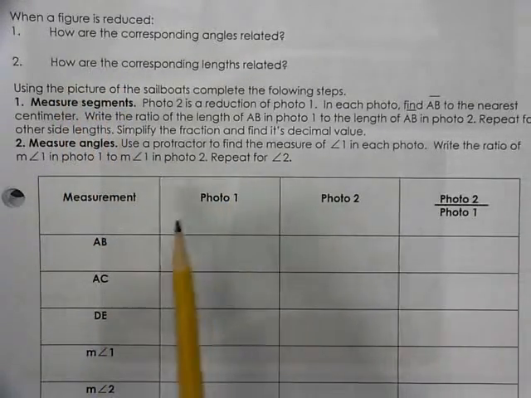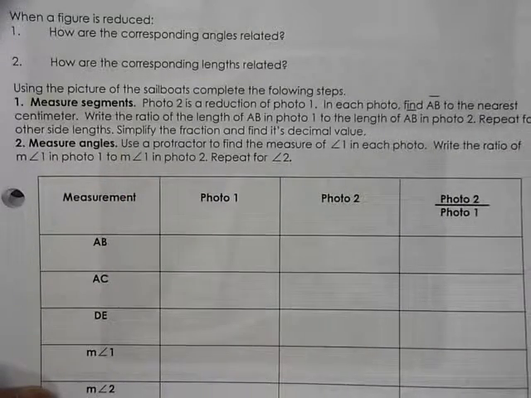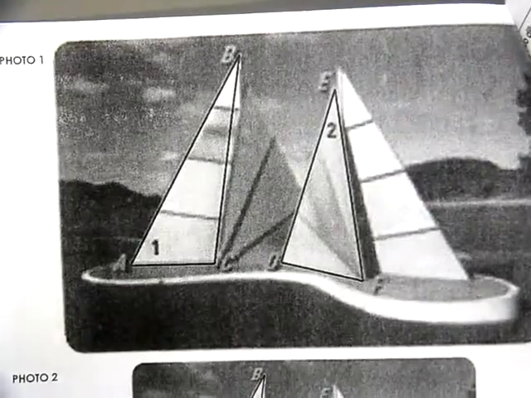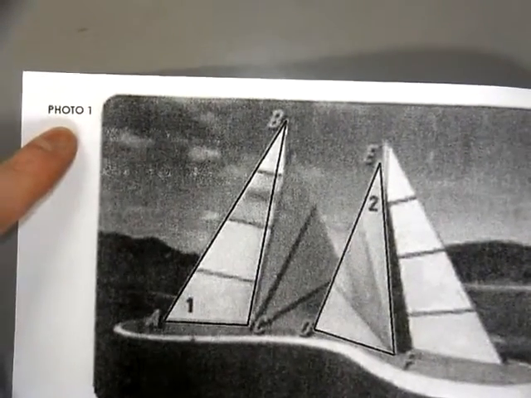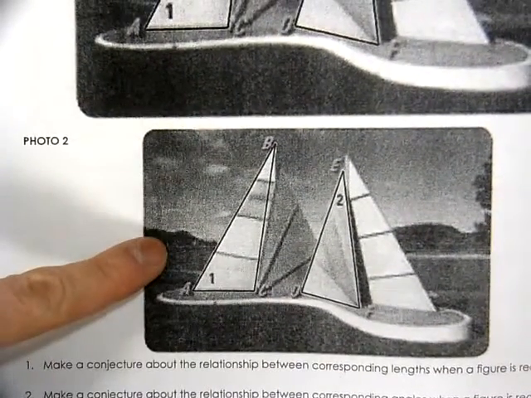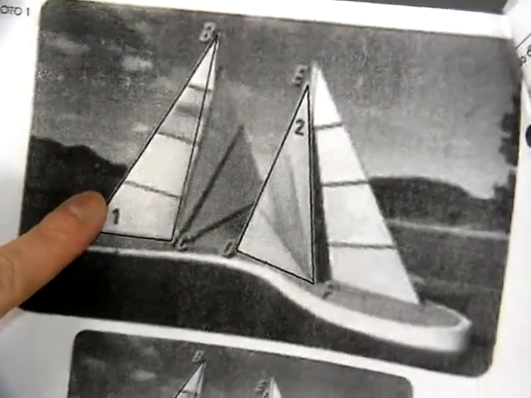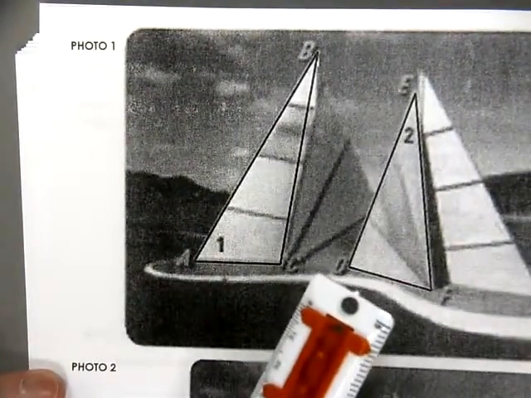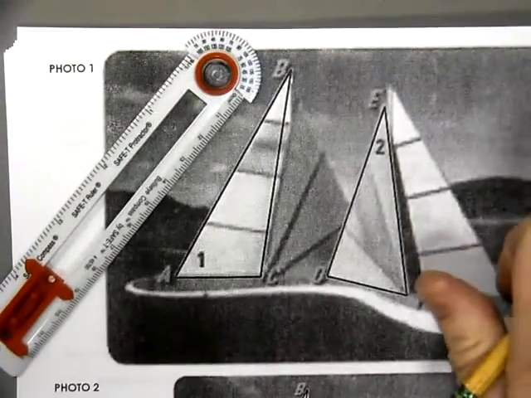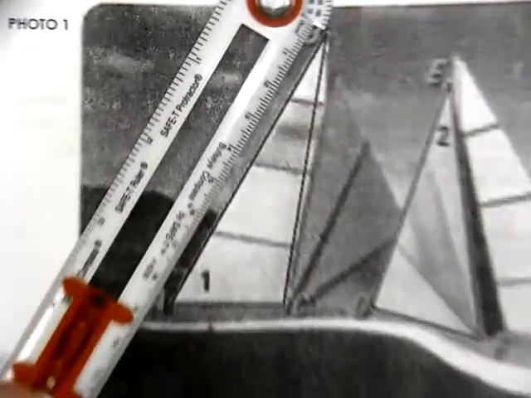Okay, when we're going to be looking on the second page, we have these different sails. So here we have figure 1, or photo 1. Down here we have photo 2. You can see that photo 2 is a reduction from photo 1. What we need to do is measure the different side lengths. So you'll take a ruler, use centimeters. We'll zoom in here a little bit.